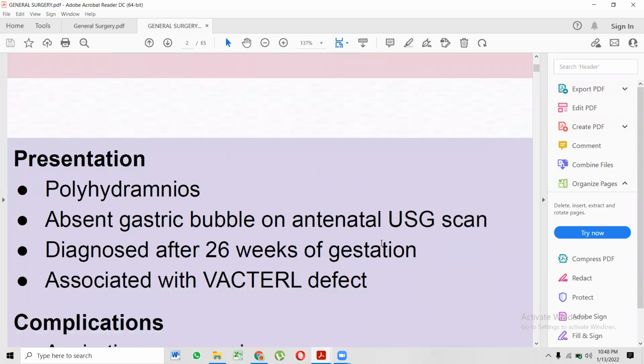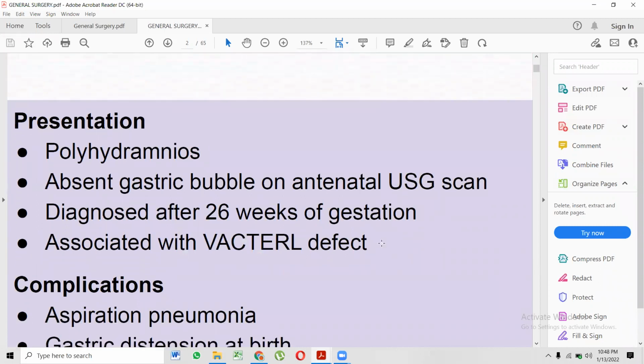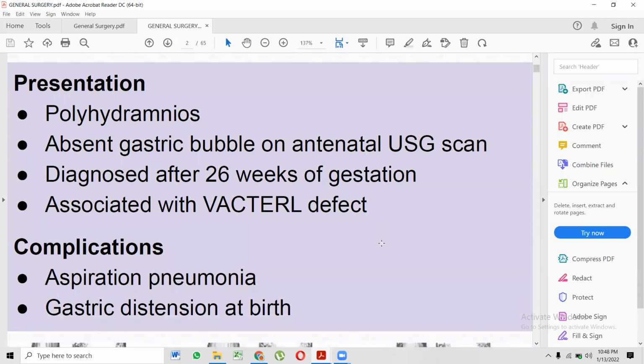Esophageal atresia is usually diagnosed after 26 weeks of gestation, and it is associated with other defects which we collectively call VACTERL defects. V for vertebral defects, A for anal atresia, C for cardiac defects, T and E for tracheoesophageal fistula, R for renal defects, and L for limb defects. So tracheoesophageal fistula is usually present along with other defects which are called VACTERL defects.